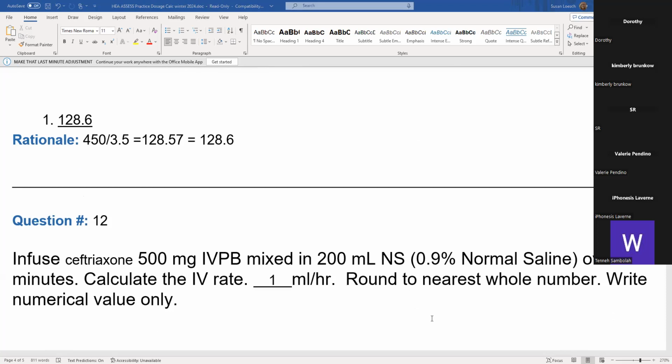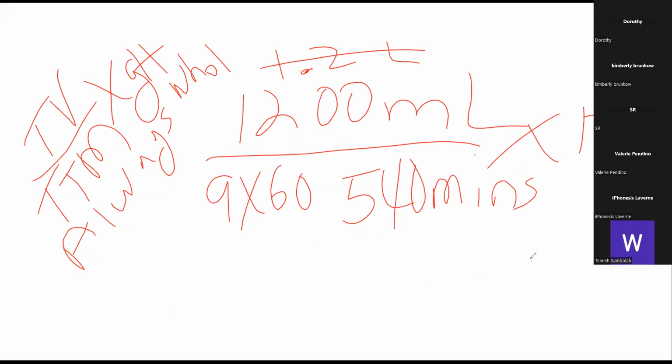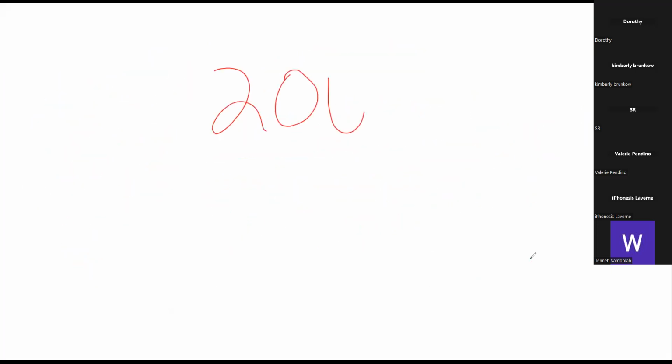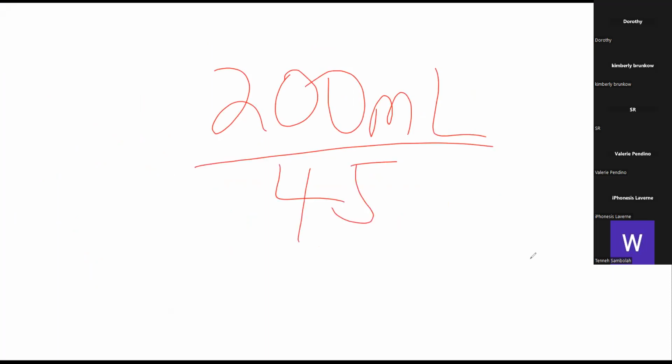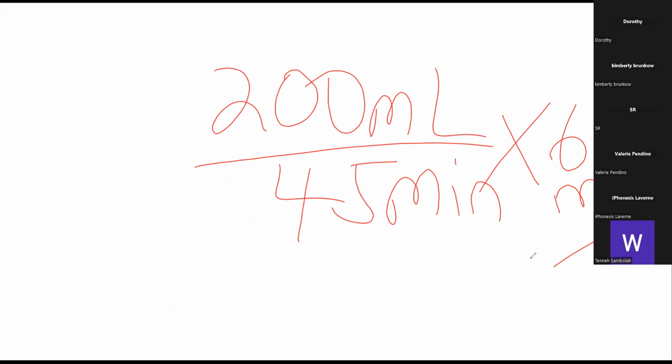Okay, so our total volume is 200. Our time is 45 minutes. This is the way I do it. 200 is my volume over 60. My time is 45 minutes. And then I'm going to convert it by just multiplying the whole thing by an hour, or 60 minutes.